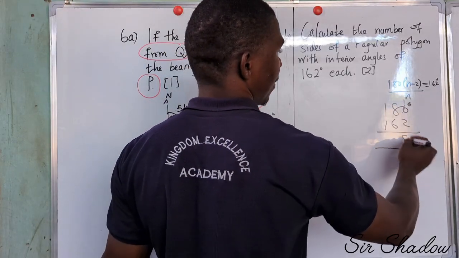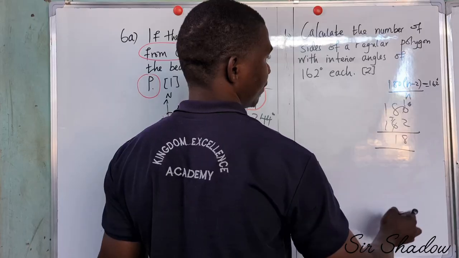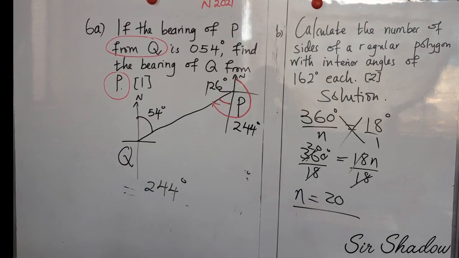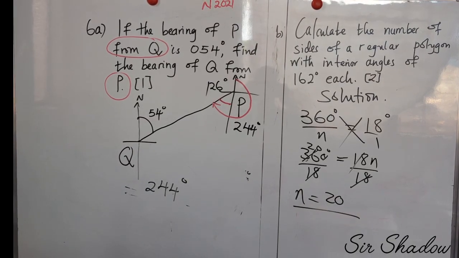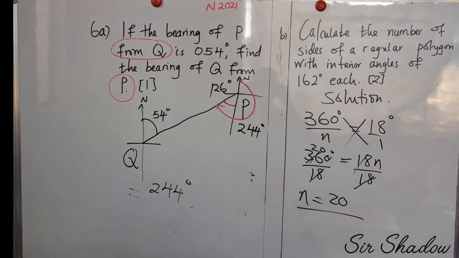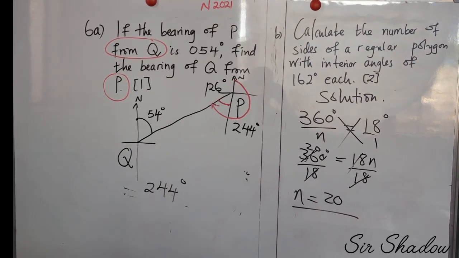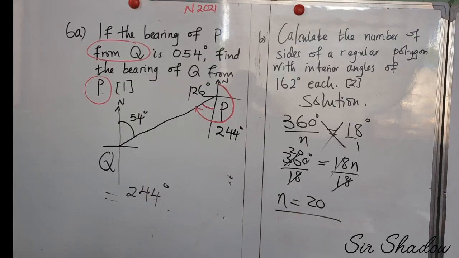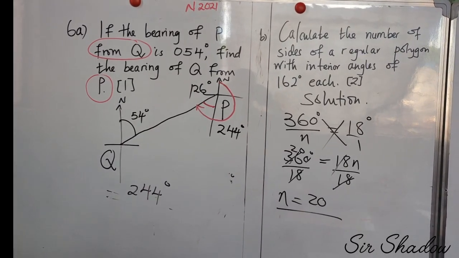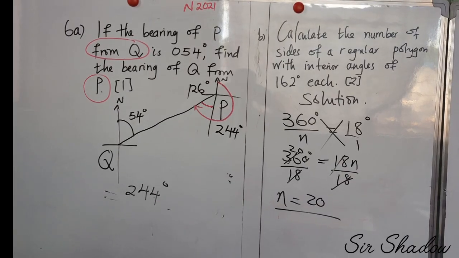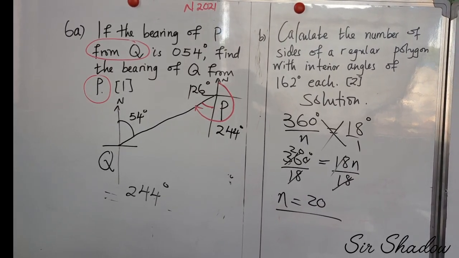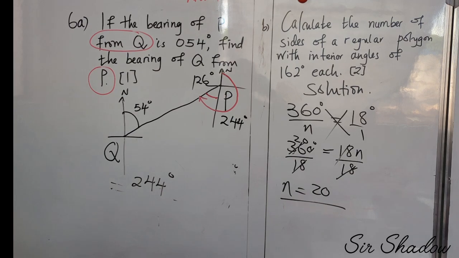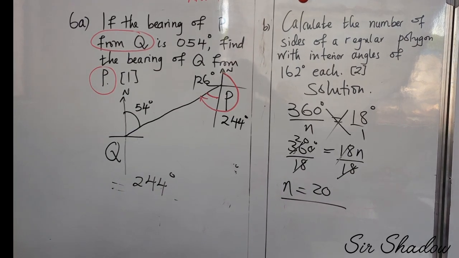So 18. Right, so from there, the size of each exterior angle is 18. For us to find the size of each exterior angle, 360 divided by n is equal to the exterior angle. So 360 divided by n is equal to 18. Cross multiplication: 18n is equal to 360. To find n, we divide both sides by 18. So n is equal to 20.